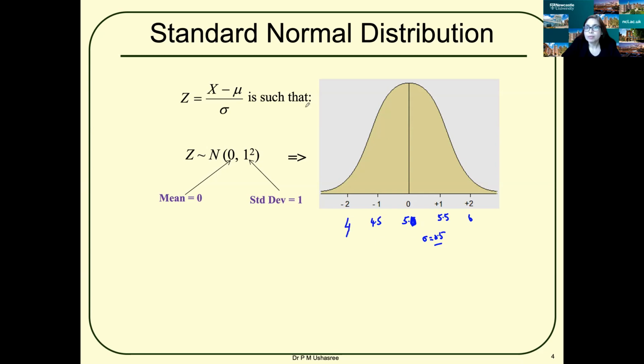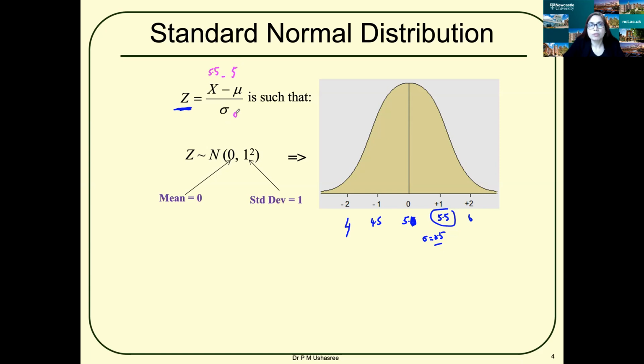So if I substitute this in this formula to find the corresponding z-score, let me take 5.5 first. For 5.5, I substitute x equal to 5.5. What is the population mean for this example? 5 units, yeah.